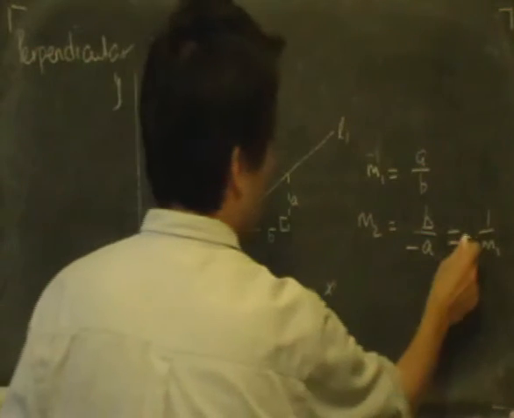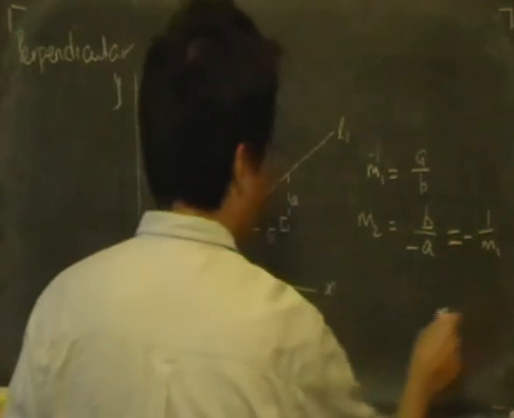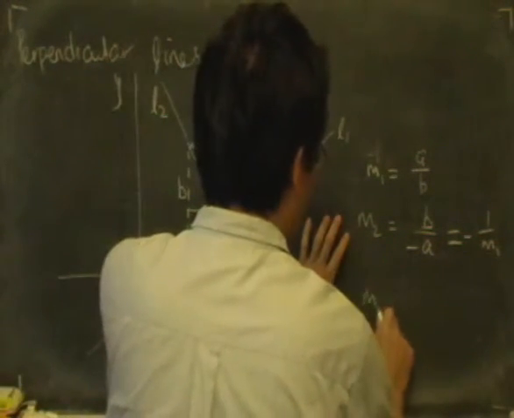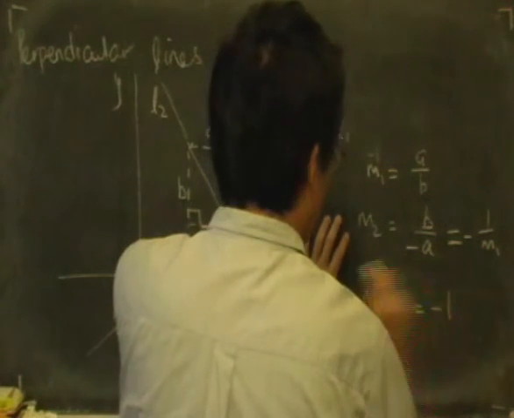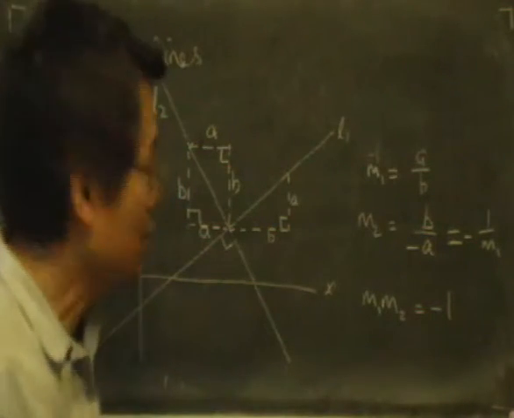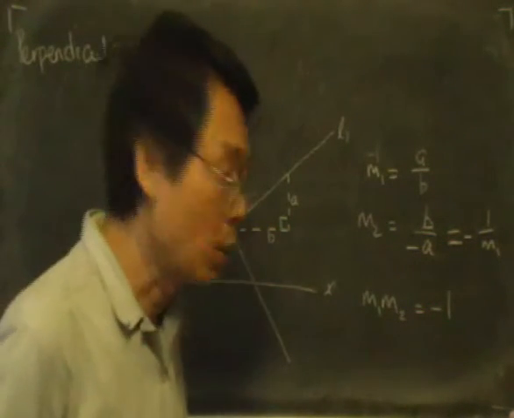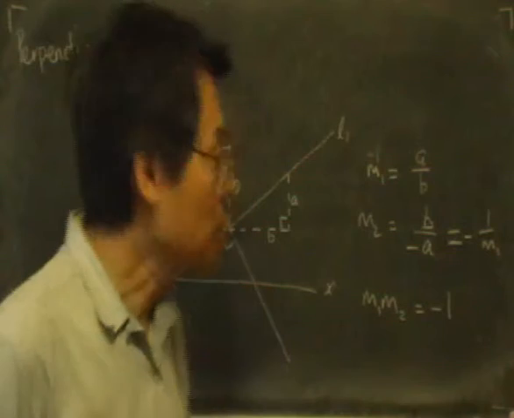So M2 is minus of 1 over M1, and I can bring M1 over to the other side, and I get M1 M2 equal to minus 1. So that's the connection between M1 and M2. The product is equal to minus 1.